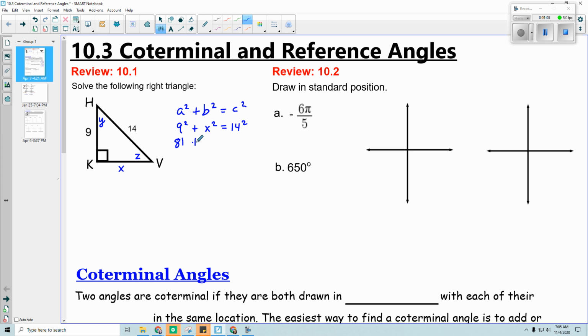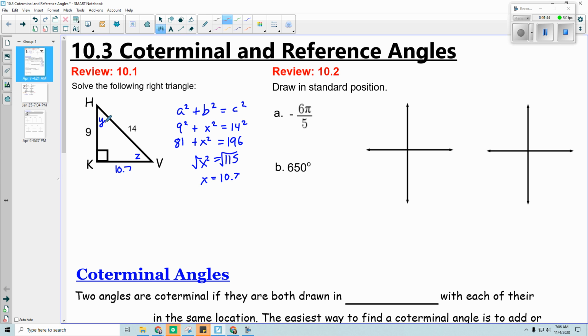So I get 81. 14 squared gives me 196. 115, and then the square root of that is 10.7. So x equals 10.7. So there's our missing side, and I can easily add that in. So now I know that's 10.7.